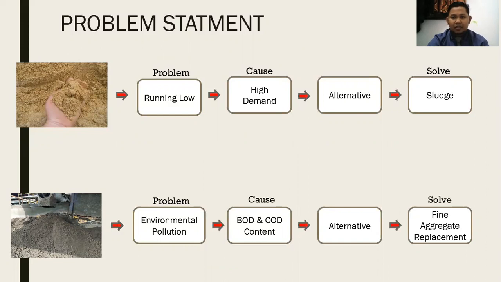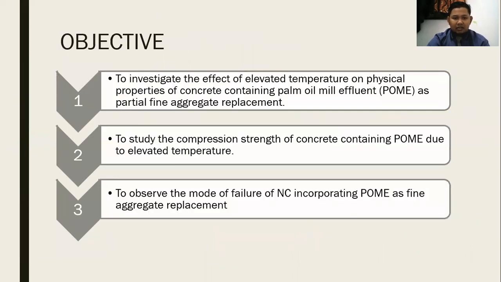For our objective, we are trying to investigate the effect of elevated temperature on physical properties of concrete containing palm oil mill effluent, which is POME, as a partial fine aggregate replacement. For our second objective, we are trying to study the compressive strength of concrete containing POME due to the elevated temperature. And lastly, we are trying to observe the mode of failure of normal concrete incorporating POME as a fine aggregate replacement.